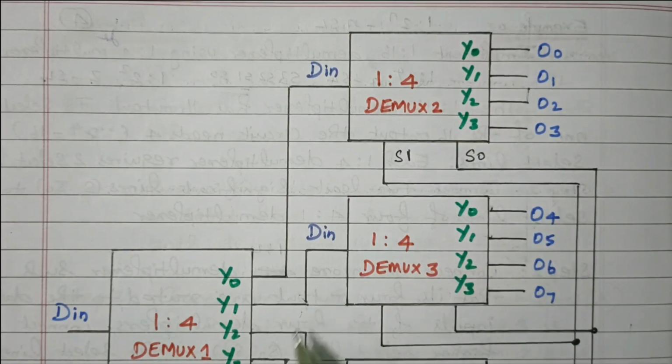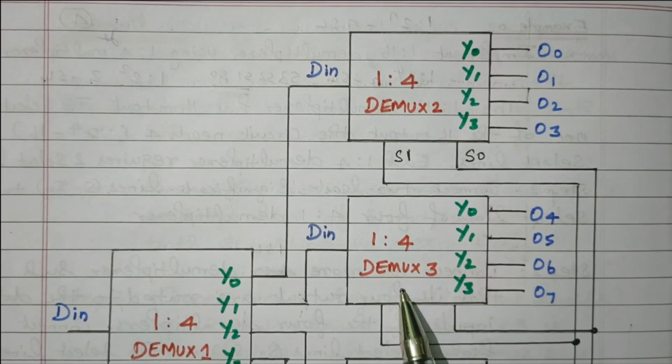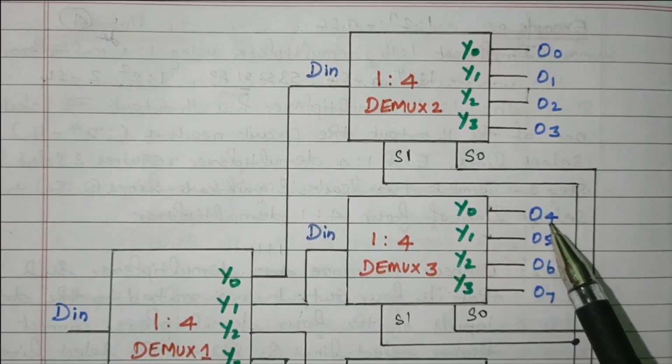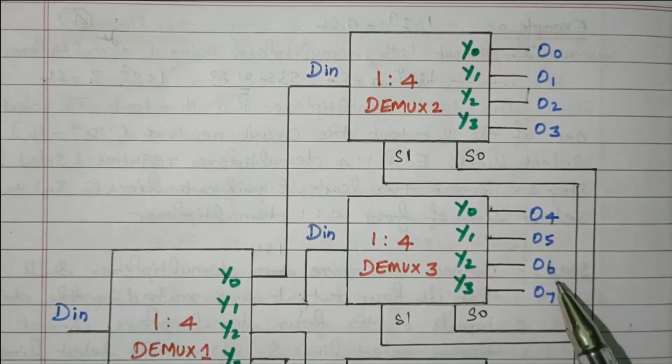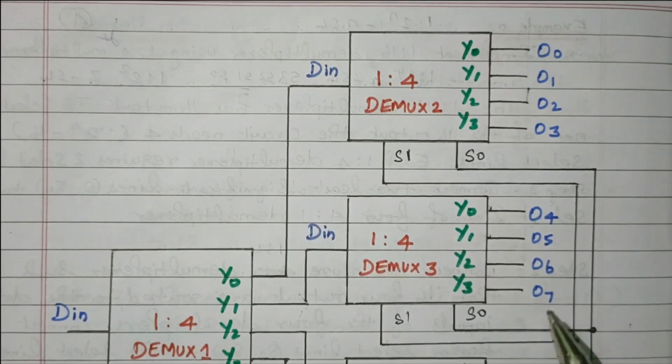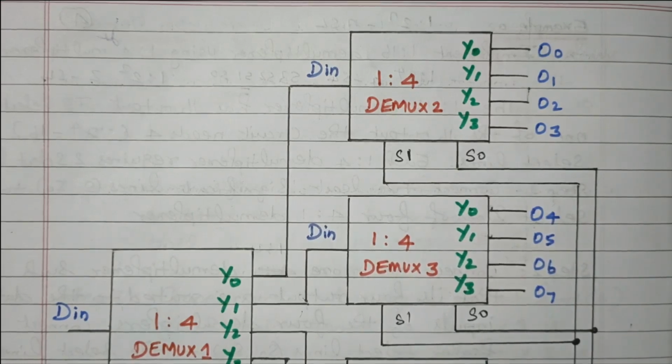Suppose the selection line 0 1 means dmux3 will be enabled. Again it is connected with S0 and S1. 0 0 means D4, 0 1 means D5, 1 0 means D6, 1 1 means D7, again based on the selection line.